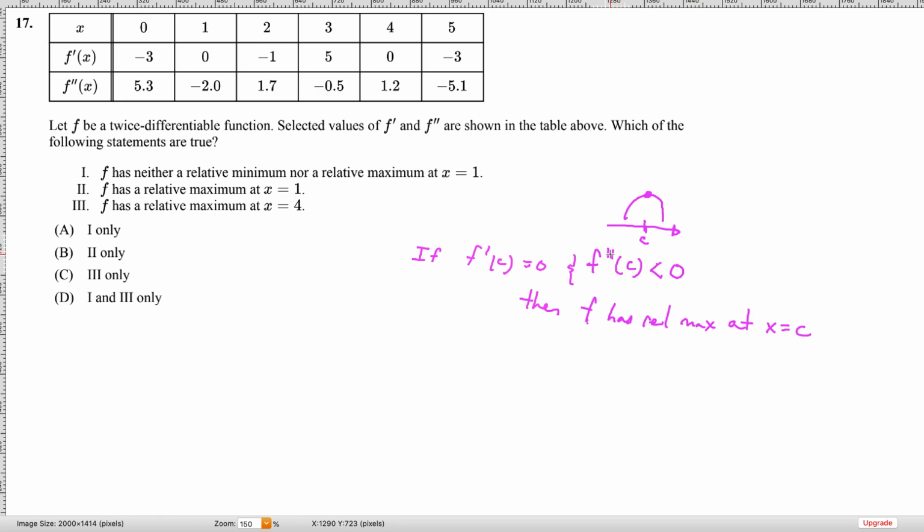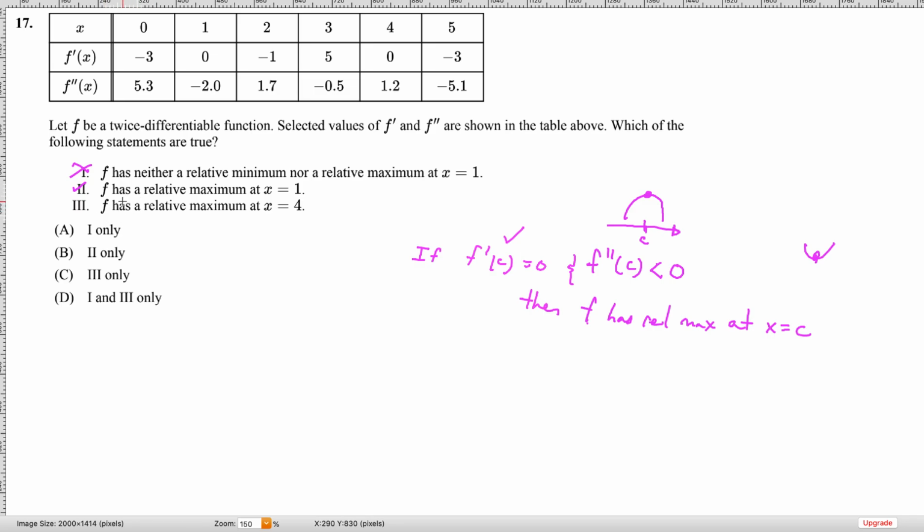And if the second derivative were positive, then it would be concave up, and then this would be a relative minimum, and we would switch it around. So this is one case, right? So it's clear that in this case, look, I have it that f prime of 1 is 0, and f double prime of 1 is less than 0. So then therefore, f has a relative max at 1. So this is true. The second one. This first one, that first one is not true. The second one is true, relative maximum.